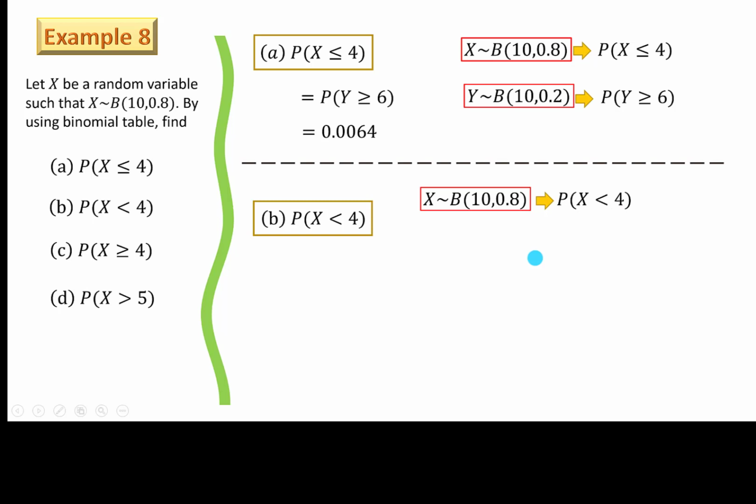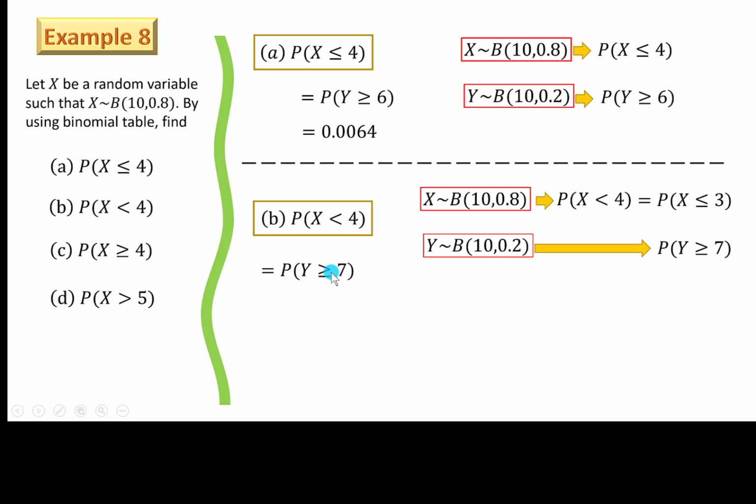For question B, for the X variable, it is the probability X less than 4. But we cannot change into the Y variable since the notation does not have an equal sign. This probability we can write as the probability X less equal than 3. For variable Y, we can change the probability to Y greater equal than 7. So we use this probability. Look into the binomial table P 0.2, and we get the answer 0.0009.